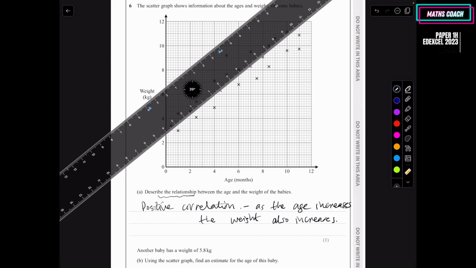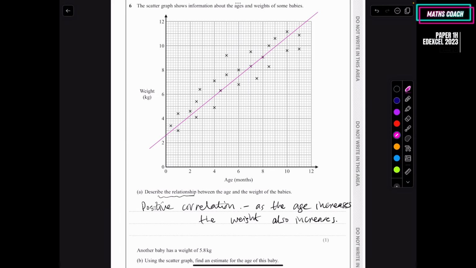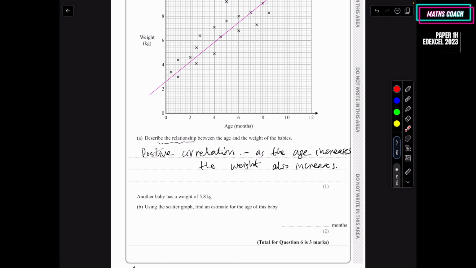So let me get a different color and mark that. So there is my line of best fit. Looking back at it now, I think I could have done a little bit better, but it's okay. It goes through, it's positive and the distribution is reasonably close. Anyway, it says, using the scatter graph, find an estimate for the age of this baby.